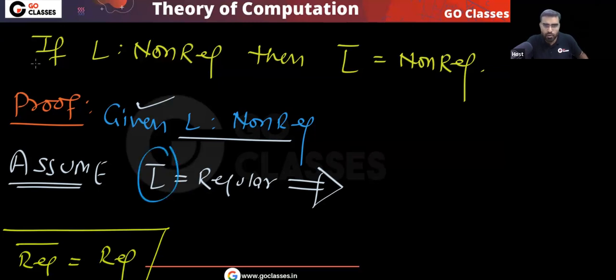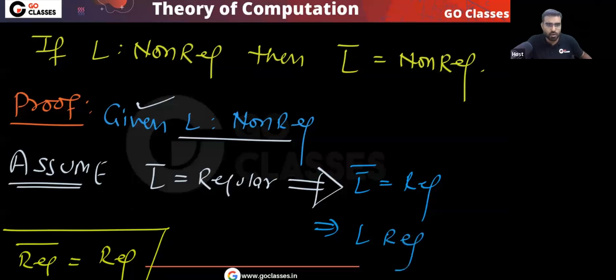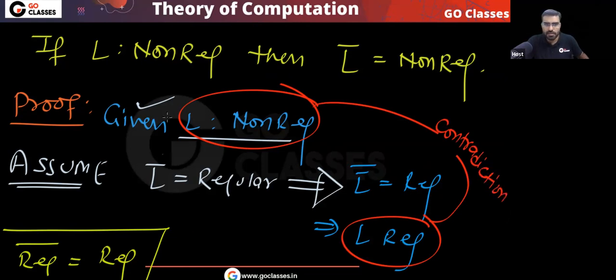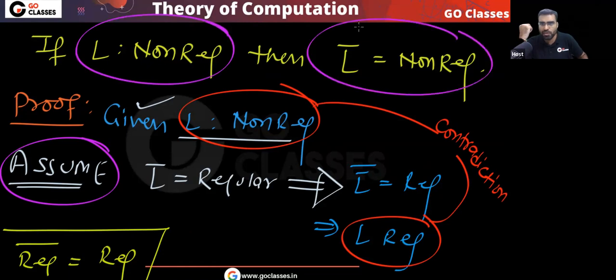So I can say L complement is regular, so its complement will be regular. And that simply means L is regular. And that is a contradiction. They are creating a contradiction. So I can simply say that my assumption is wrong. Hence proved. So I can say if L is not regular, then L complement is also not regular.